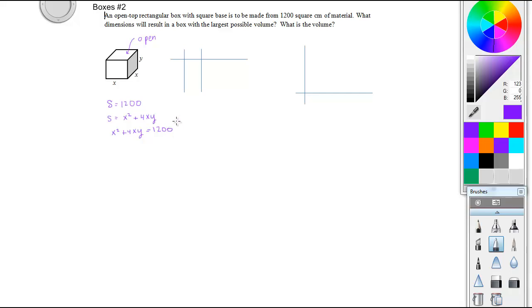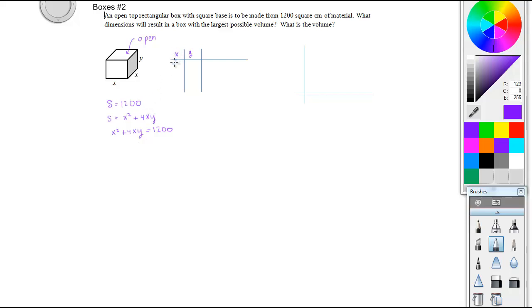And we want to find out what the largest possible volume is when we use this much surface area of 1200 square centimeters of surface area. So we need to make a guess as to what the side lengths might be to get a surface area that's about this much. So we're going to try and figure out a reasonable side length for side x, such that when I square it and multiply 4 times x times y, I get about 1200.